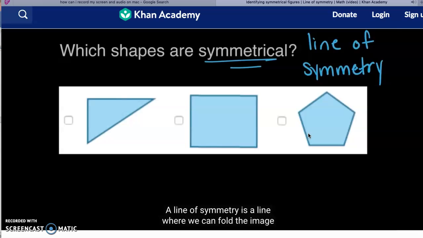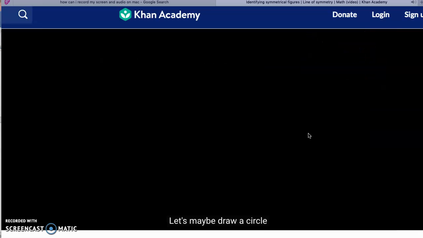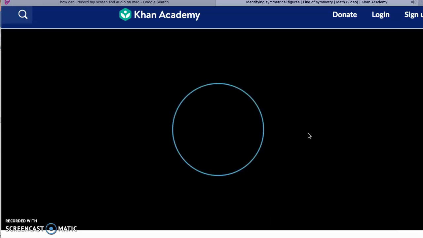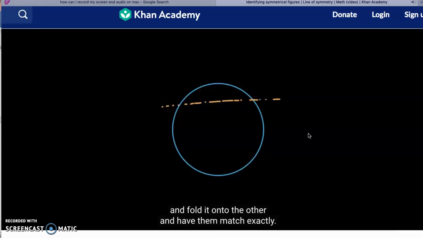A line of symmetry is a line where we can fold the image and have both halves match exactly. Let's look at an example. Let's maybe draw a circle, and then we can put a line on that circle. Let's draw a line maybe somewhere like this. This line is a line of symmetry if we can take one side of the line and fold it onto the other and have them match exactly.